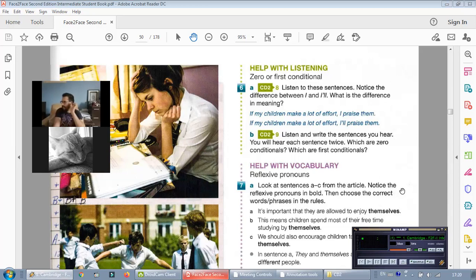So it's not too hard. They just want you to sort of zoom in on the will sound, the I'll. That's all. I think this is the point of exercise 6. All right, now moving on to number 7.